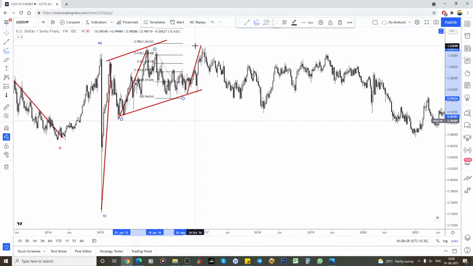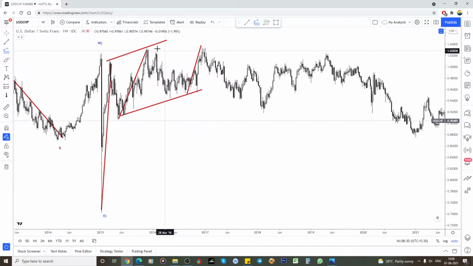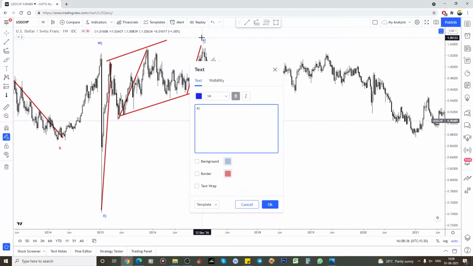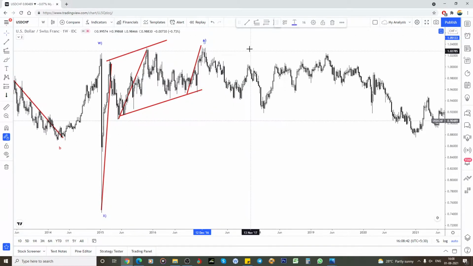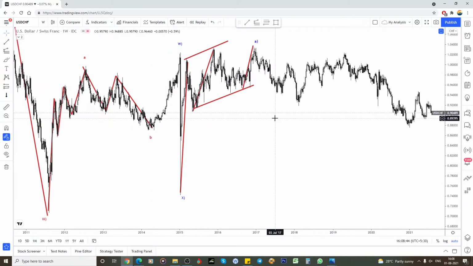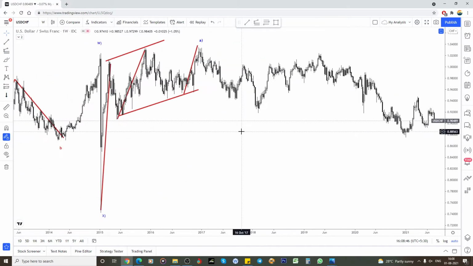Yeah, it is smaller than that third wave, right? So this is acceptable for that leading diagonal. This is the W and this is the X, A, and we are in the B wave. So B wave here also.